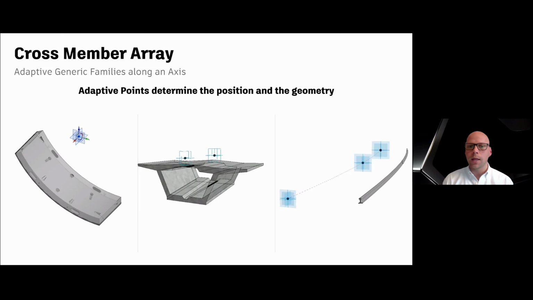So, for example, this example of the hollow cast bridge, or the segmental bridge. And on the left-hand side, we see an example of the cross-member array with 3 adaptive points, where we have the position, we have the length, and also we can accumulate, and we can also define the curvature of this rail according to the axis.